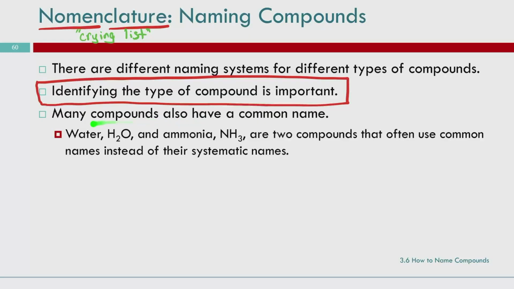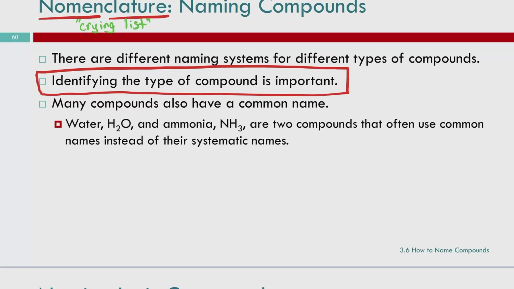So a lot of compounds have a common name. So water, H2O, and ammonia, NH3, are two common chemicals where we'll typically use their common name, just what we normally call them, instead of their systematic name. You should definitely know that water is H2O. It would also be a good idea to know that ammonia is NH3.